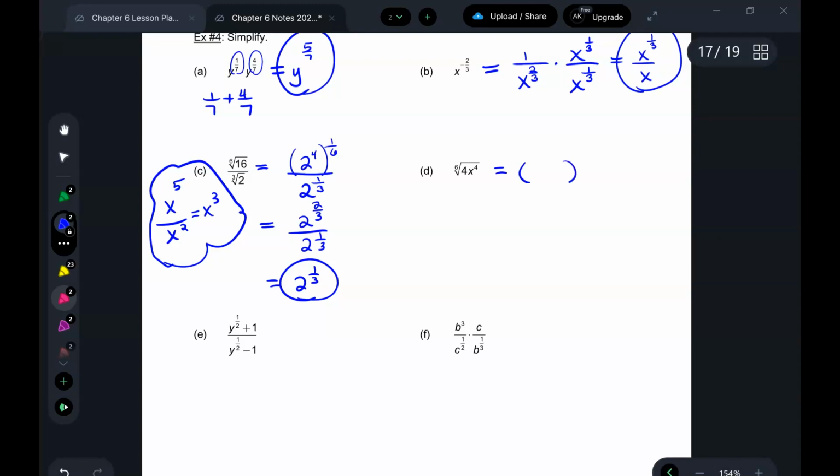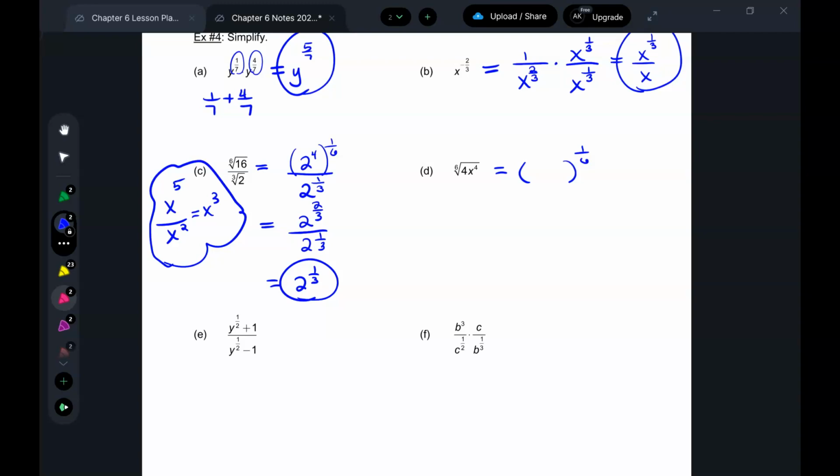Okay, I'm going to do something similar in the next one. I see a 6th root, so I'm going to put a 1/6. Wait, can I just say something? Sure. I still don't understand how we got to the 4th power. Yeah, me either. Oh, 16 is 2 to the 4th power.